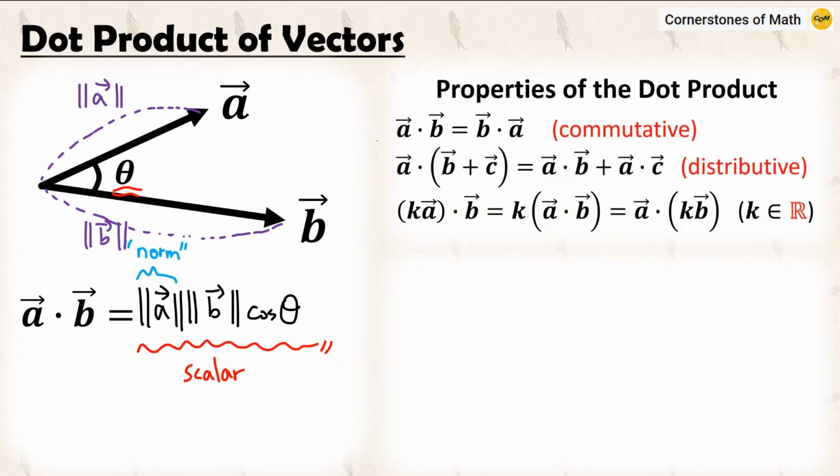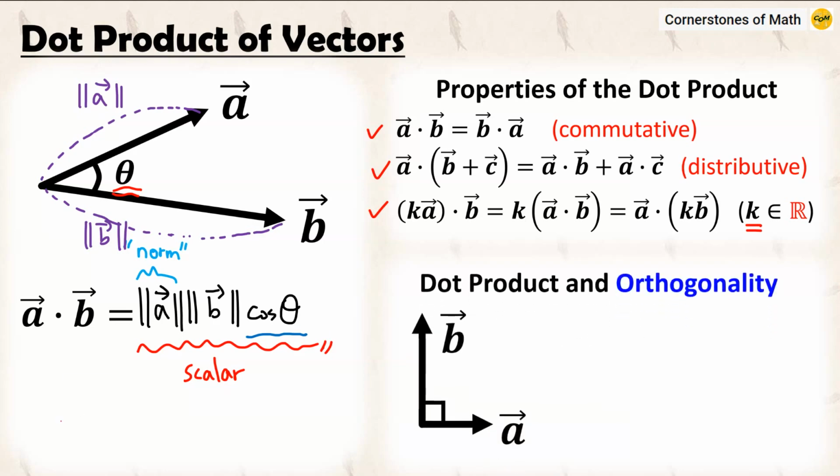And although I am not going to prove them, this dot product has some basic properties that are somewhat similar to operations between scalars, such as commutative, distributive, and this property about the multiplication of scalar k. But the most important property related to the dot product is perhaps this. There's this cosine theta term in the dot product, which becomes 0 when theta is the right angle. This means that if two vectors are perpendicular or orthogonal, which is just a more general term for perpendicular, then their dot product is simply 0.